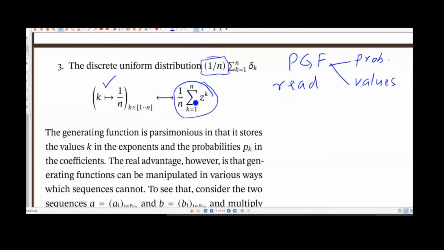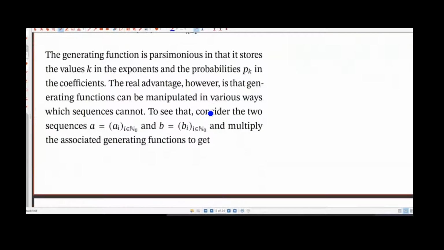So that's clear. But that's not the real advantage. At the moment, you might think that it's just an economical way, parsimonious is just another word for economical. It is just a parsimonious way of writing the distribution. But the real advantage is actually much more than that.